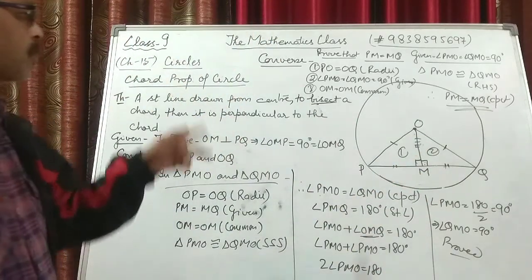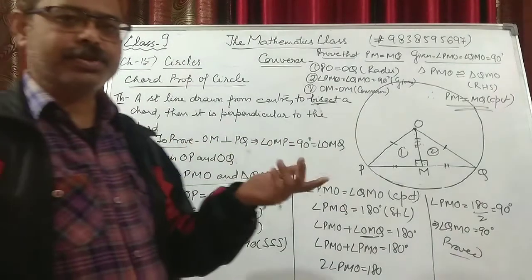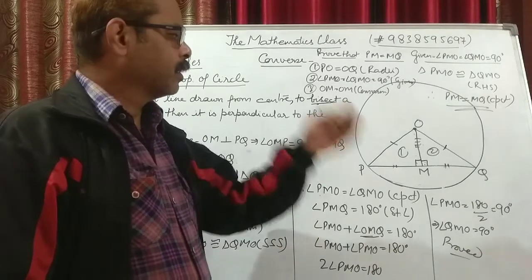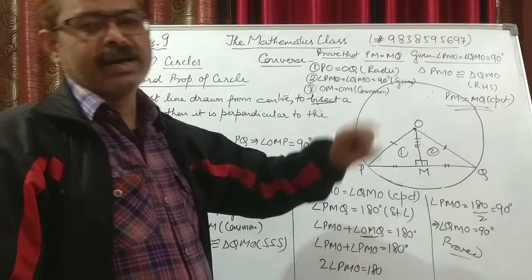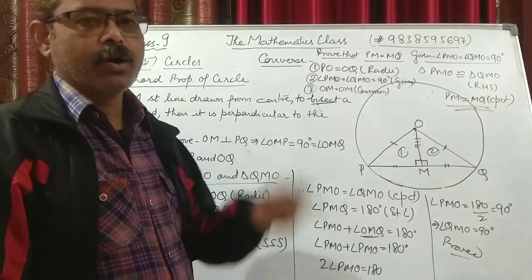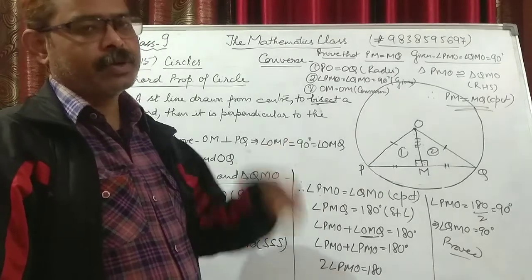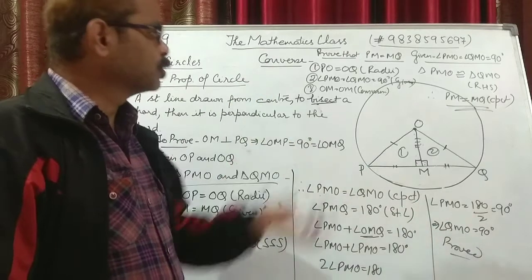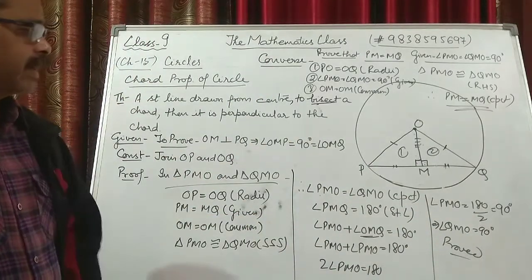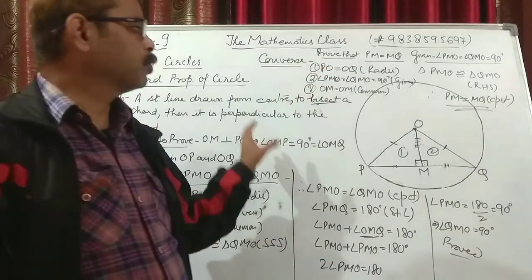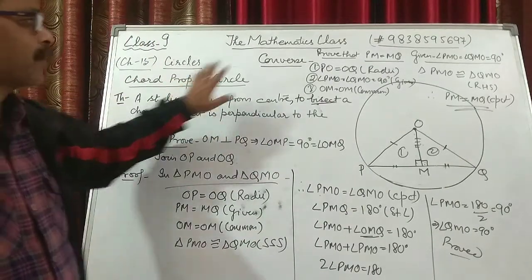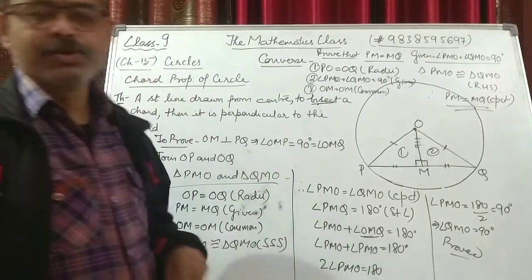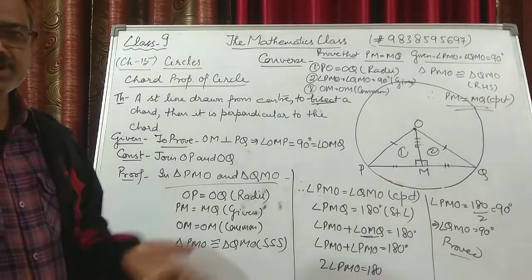So these two theorems, which are converses of each other: if a line is drawn from the center and it bisects the chord, then it is perpendicular to it; or if a line is perpendicular to a chord, then it bisects the chord. These are the two theorems that we have taken up, and you need to remember both. If this is there, then this is also true. If this is true, then this also has to be true. So now we move on to the next theorem.